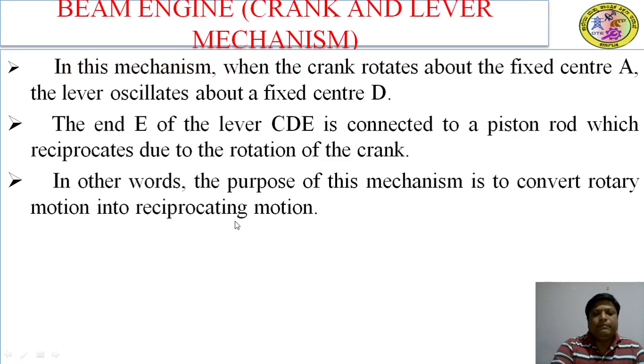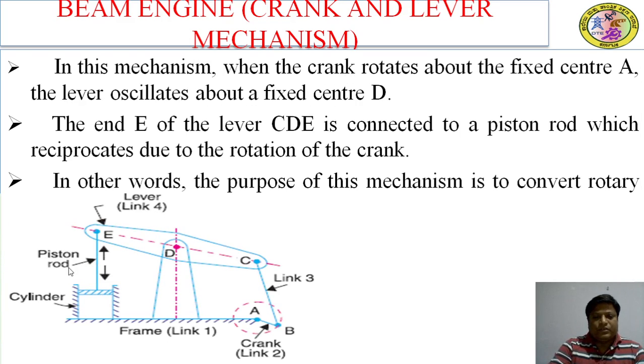Let us move to the beam engine. The beam engine is also called the crank and lever mechanism. In this mechanism, when the crank rotates about the fixed center A, the lever oscillates about the fixed center D. You can observe the figure as shown. It consists of 4 links: link 1 is the frame, link 2 is AB, the crank, link BC is link 3, and CDE is called the lever.